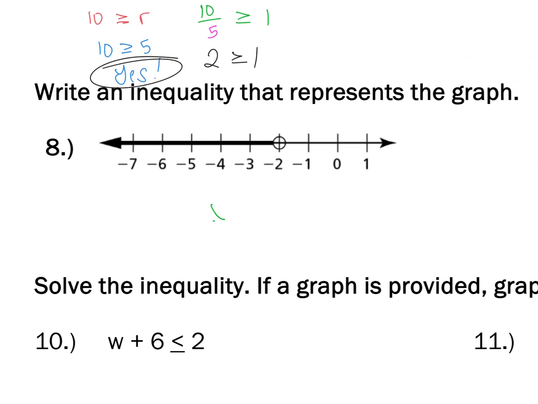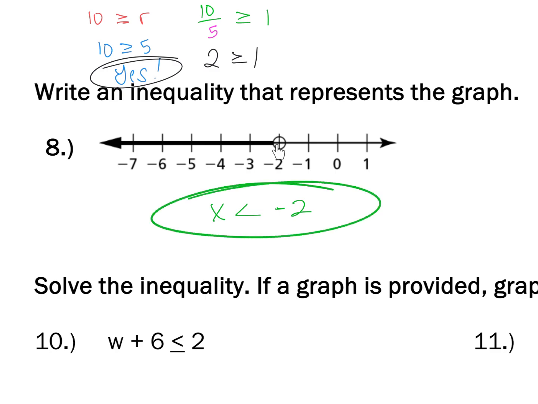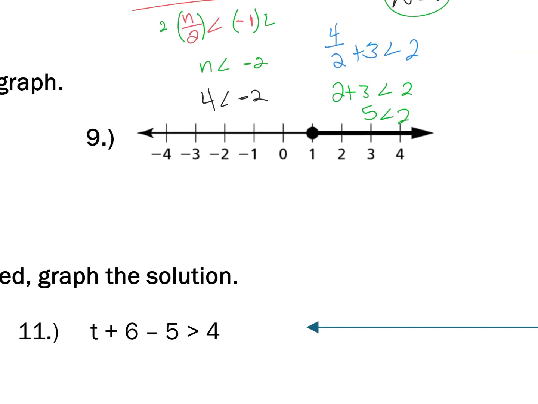Write an inequality that represents the graph. We have x, or n, or z, or whatever, and it's the numbers that are less than -2. Guys, that's it. That's the whole thing. It is an open circle, so we do not have the equal to line. And then this represents numbers that are smaller than -2. Number 9. X is greater than or equal to 1. All the numbers that are greater than 1, and then it's a filled in dot, so we have the equal to sign right there.